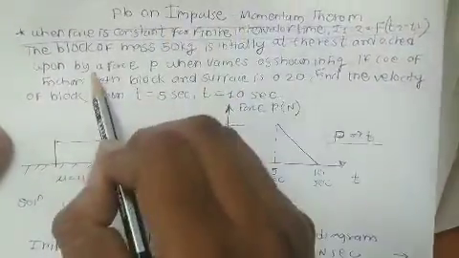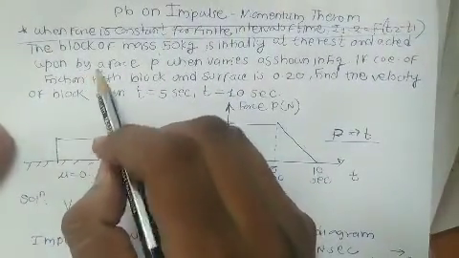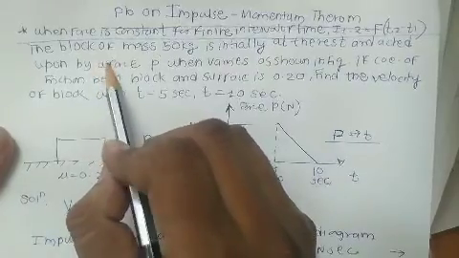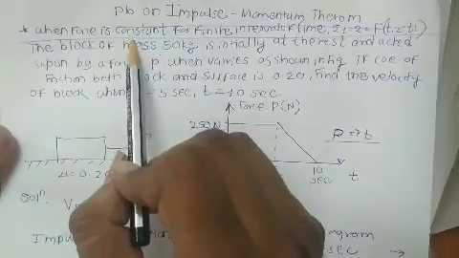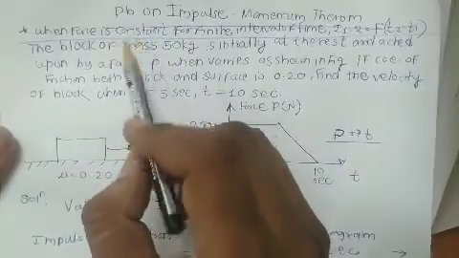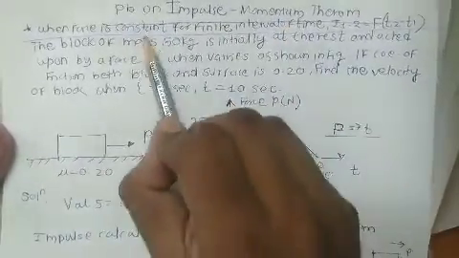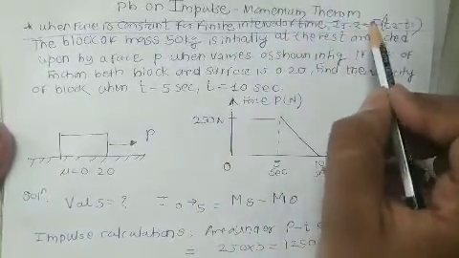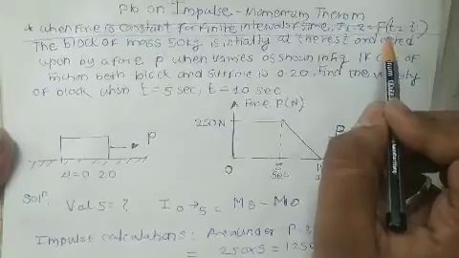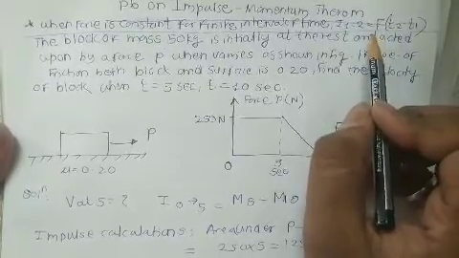Impulse momentum theorem problems. To calculate the impulse force, you have to use three basic concepts. One is when force is constant for a finite interval of time. Then the change in impulse is equal to force times (t2 minus t1). This is the first case.